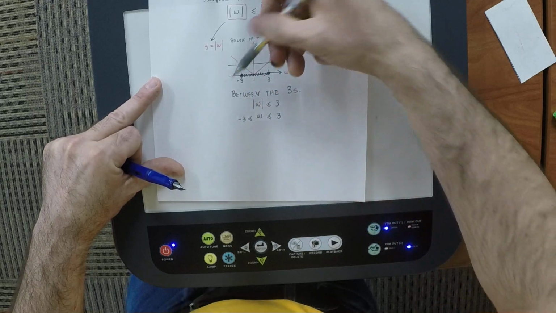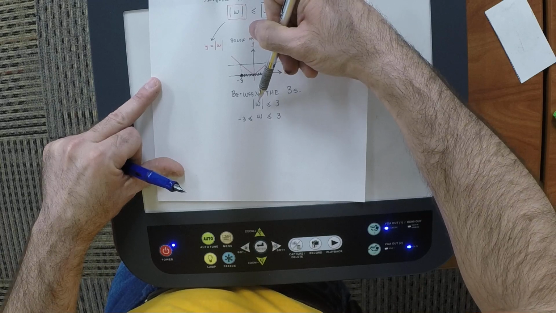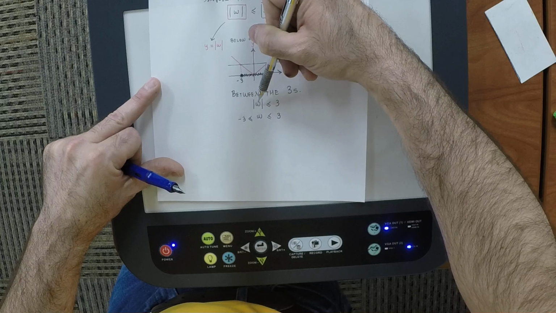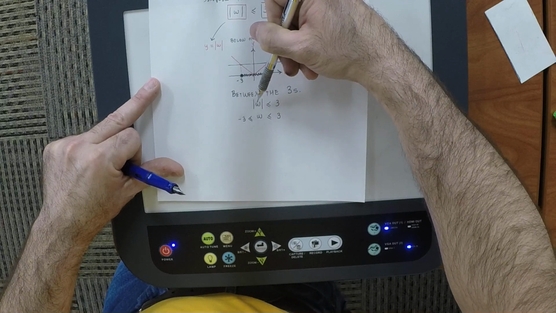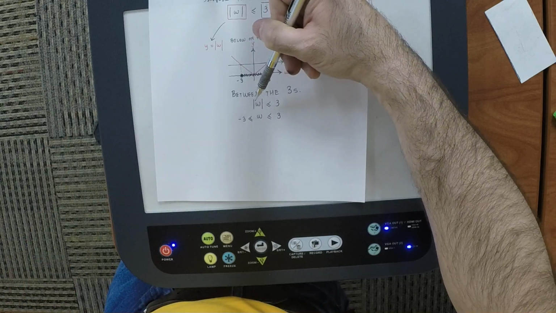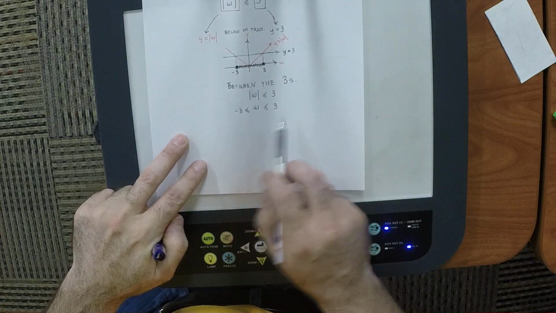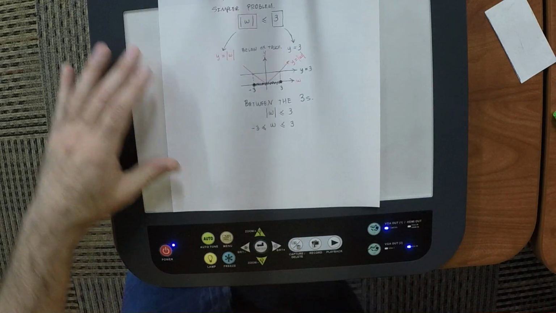Okay, so now, if you put in a 3.0, will it be true? Yes? What about a 3.1? No. Okay, what about a negative 1.7? Yeah, that'd be okay. What about negative 2.99? Yeah, but how about like negative 3.01? No, that won't work. You've got to be between the 3's. Good.